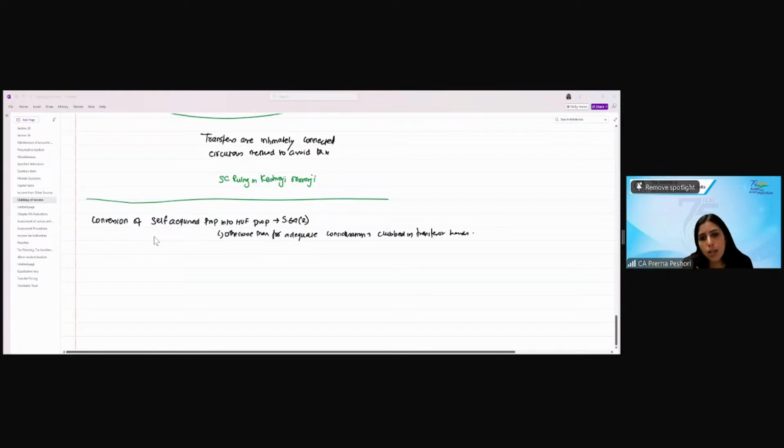This business loss will also get clubbed. It's not only that the income will get clubbed, even the loss will also get clubbed. It equally applies to losses. Clear? Any doubt, any question?